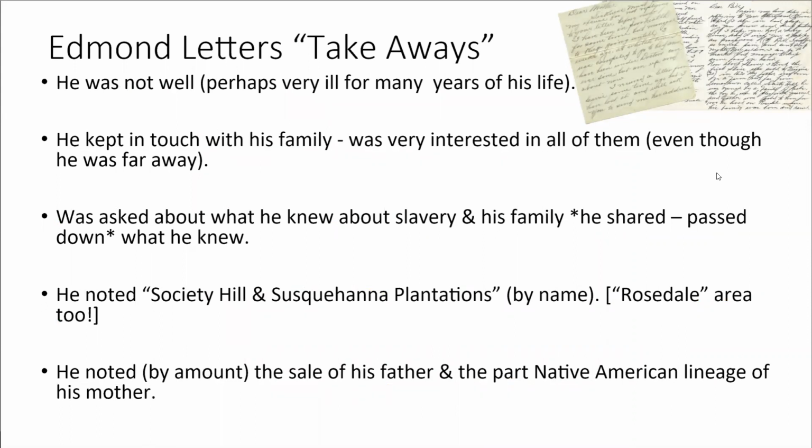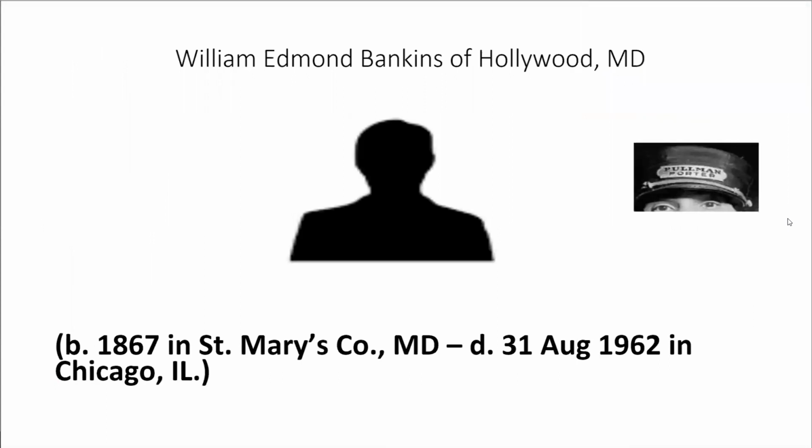We know that he was not well, perhaps for long periods of his life. We also know that he kept in touch with his family and was interested in them, even though he was far away. We know from the letters that when asked about what he knew about slavery in the family, he shared and passed down what he knew. He noted Society Hill, Susquehanna Plantation by name, and also Rosedale, which were clues to help us do additional research. And he noted the amount that his father was sold for from one owner to the other, and that there was some at least partial Native American lineage on his mother's line. So these are the things that we're garnering from these very valuable records.